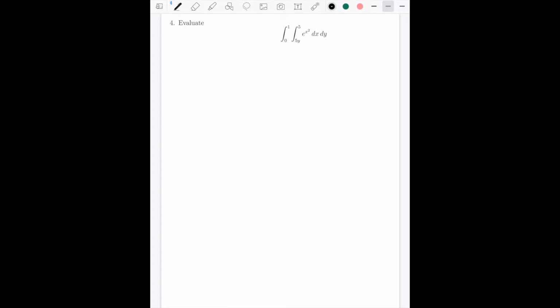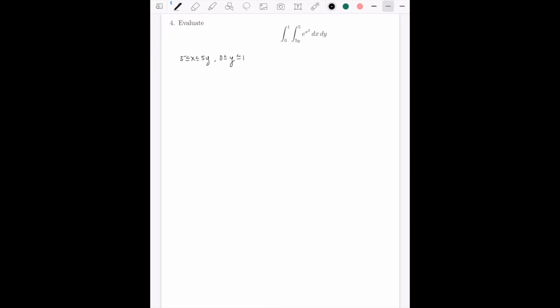This problem asks us to evaluate the double integral of e to the power of x squared, with bounds of x between 5y and 5, and y between 0 and 1.